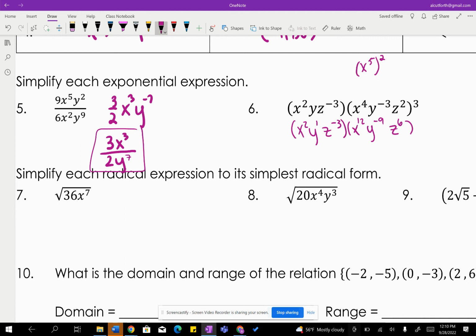Add. So when you're multiplying, you're adding the exponents. When you divide, you subtract, right? So here, take the x. So if you have x squared and x to the 12th, this will become x to the what then? Yep, so try that with the y's and the z's.